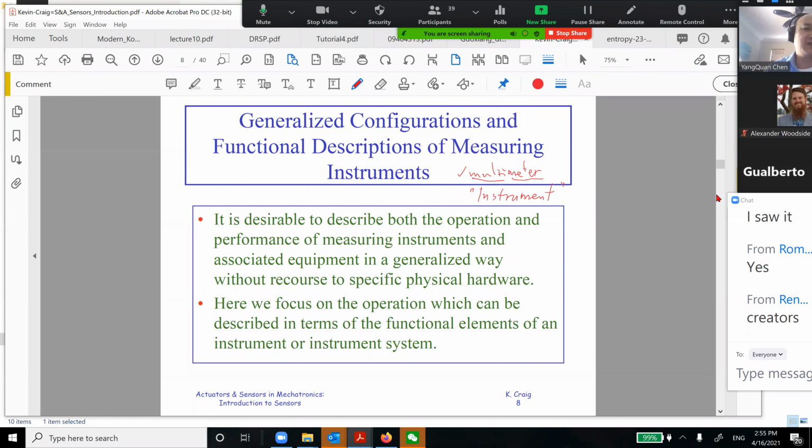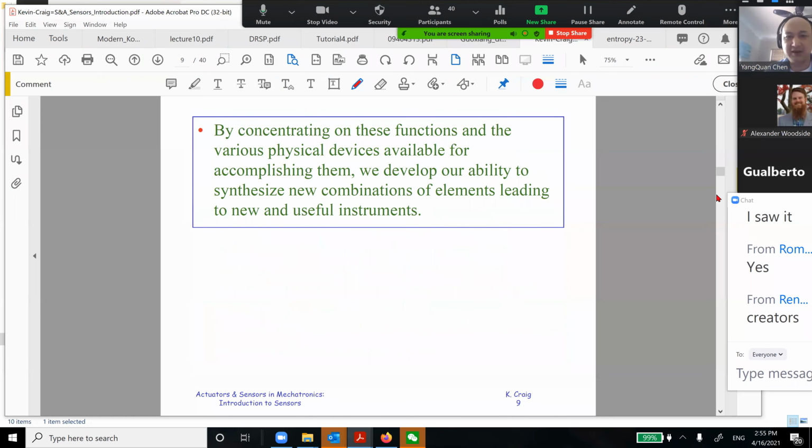So what are the essential components there? We're talking about a measurement instrument, and with the instrument put together in a system, you have equipment. And what are the building blocks? So let's talk about this by focusing on those functions.